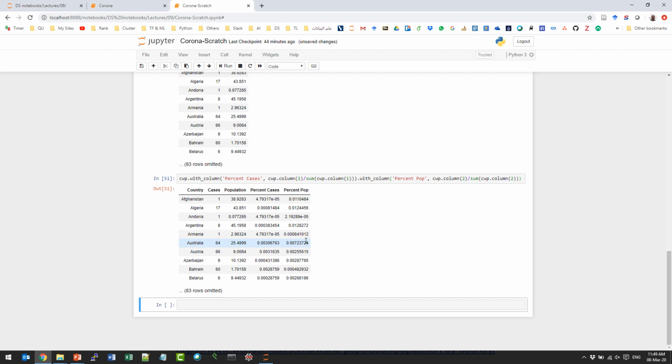If I have 2 numbers and I want to see how far they are from each other, what should I do? Subtract them, right? So maybe if we subtract these two columns, we can get something useful. Let's see. Let's call the column for the percentage, we'll call it cases.